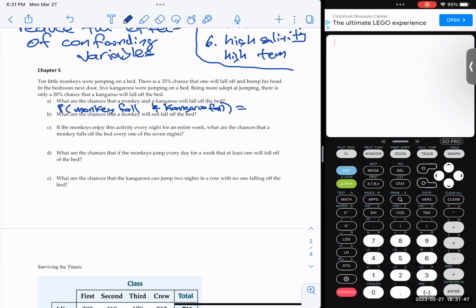So let's see. I think Harley just a second ago said that is point. Well, what is the probability of a monkey falling? Okay, so that'd be 0.35 times 0.2. And you know what? That sounds, what did Andrew say? 7%. That sounds perfect to me. That's very good. Well done.